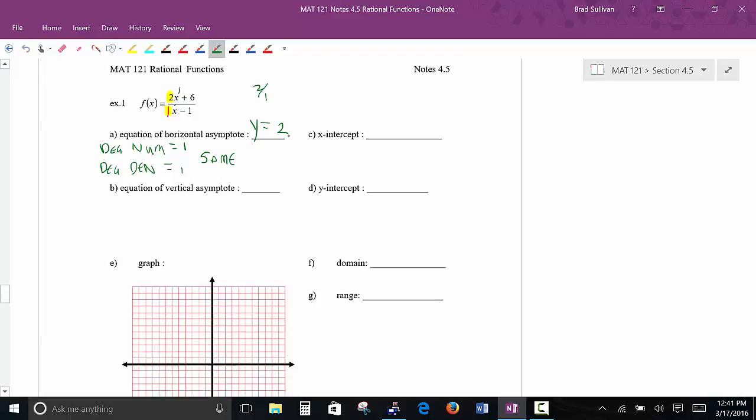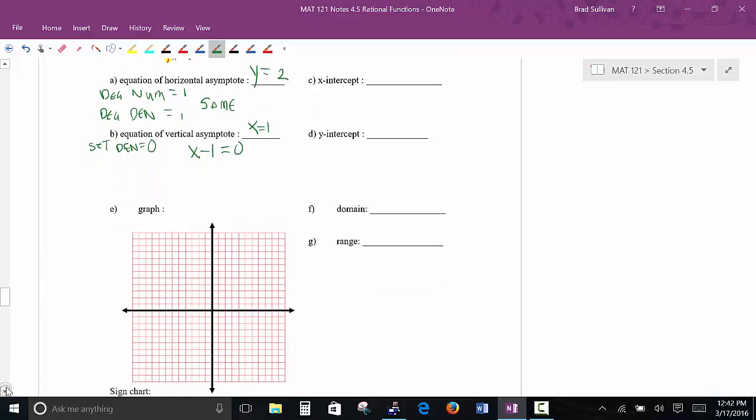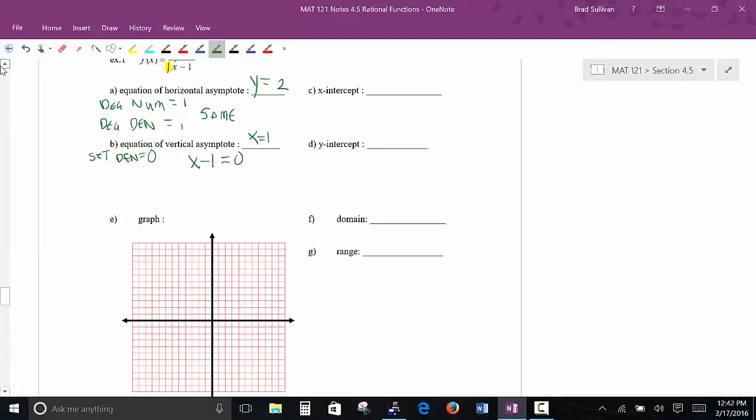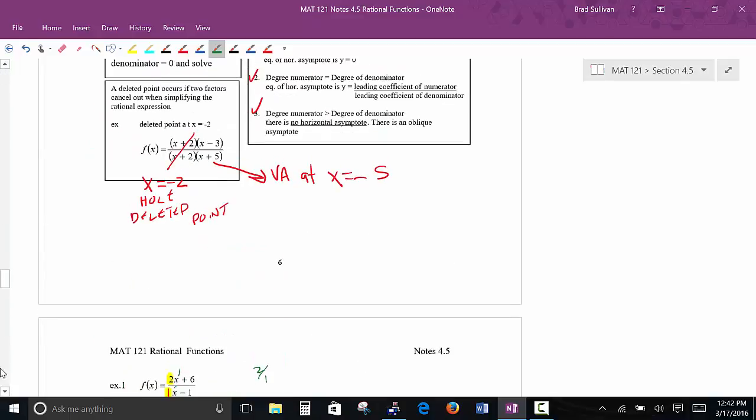Okay? Now what we want to do is find the equation. Let's go down and find the equation of the vertical asymptote. So what you always do on this is you set the denominator equal to 0. Okay, the denominator is x minus 1. Set that equal to 0. You can solve that equation in your head, and you get x equals 1. So whenever you're graphing a rational function, to me that's the starting place, is you always want to start by doing that.